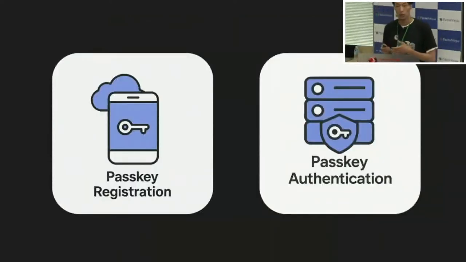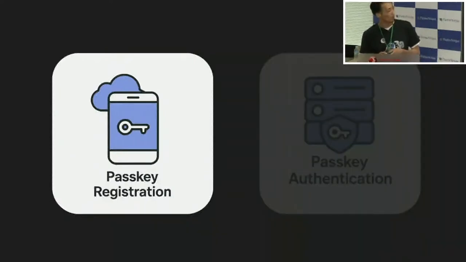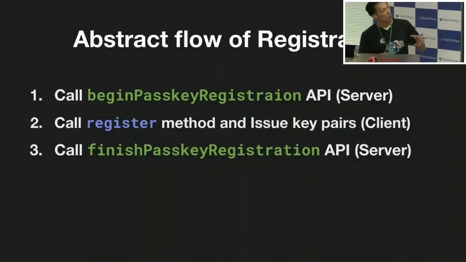So, as Kyo mentioned, we'll be implementing both registration and authentication flow. Let's go through the registration flow first. This will be the abstract flow for registration. We will be calling two APIs: one, begin passkey registration, and finish passkey registration API. And in between calling the APIs, we will be calling a register method on the client side to issue key pairs.